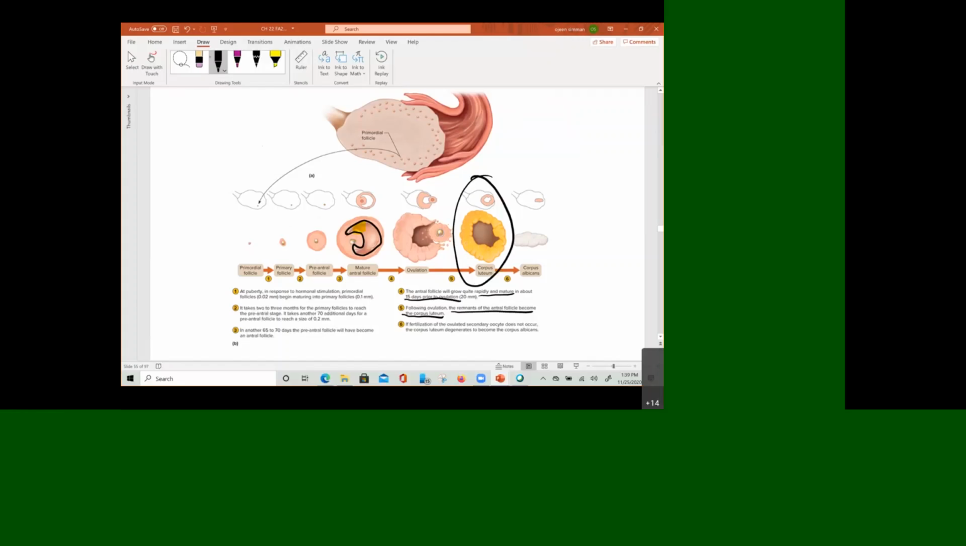Okay. So fertilization happens, we are fertilizing an ovulated secondary oocyte. So if this fertilization does not occur, the corpus luteum will actually degenerate and become the corpus albicans, which is this.